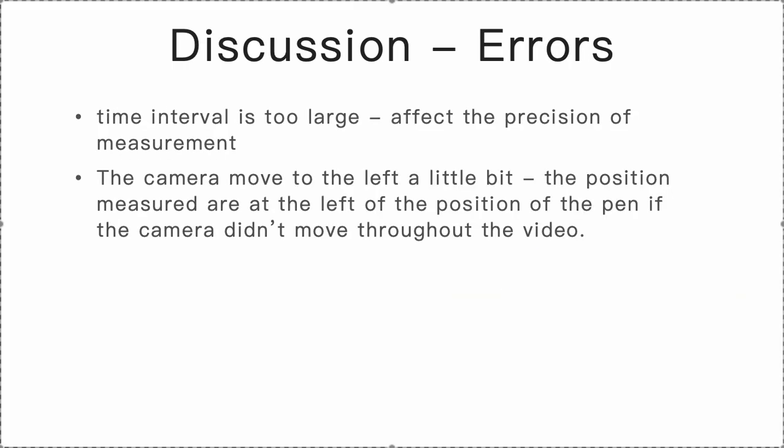What's more, in our lab, several sources of error include, firstly, the time interval I set, which is 0.033 seconds, might be too large to make the actual measurement accurate. And what's more, during our recording process, our camera moved to the left a little bit, making the position measured to be at the left of the position of the pen if the camera didn't move throughout the video.